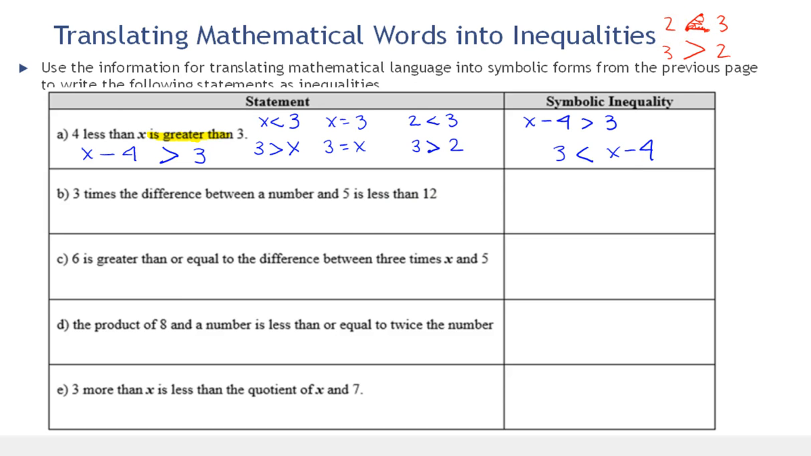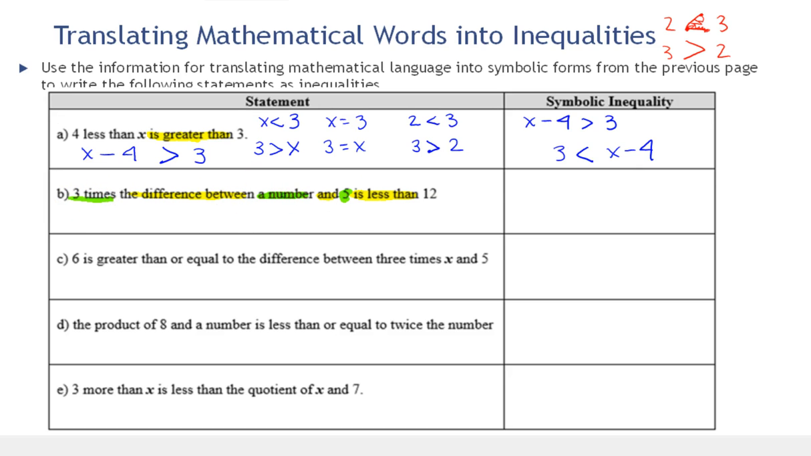Okay. Let's look at the next one. 3 times the difference between a number and 5 is less than 12. So I'm going to find the "is", and we have an "is less than". Okay. So this is the left-hand side of the inequality, and this is the right. So on the left-hand side we have, let's map this out a little bit more, 3 times, we have the difference between, and here's the "and", and we are finding the difference between a number and 5. Okay? And then we're going to take 3 times that difference.